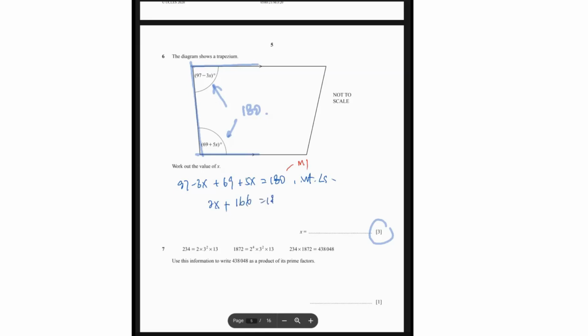Plus 166 equals 180. Okay, if you read this line, they give you another mark, method 2. Okay, and then you solve 2x equals 14, x equals 7. You get the answer, you get 3 marks. Okay, 3 marks.